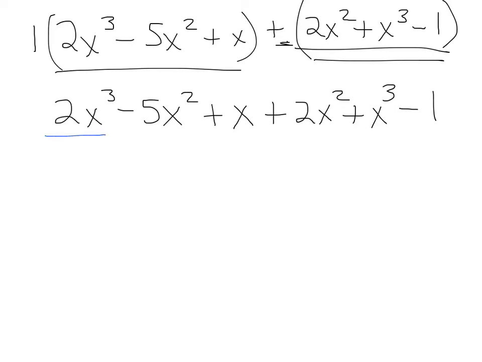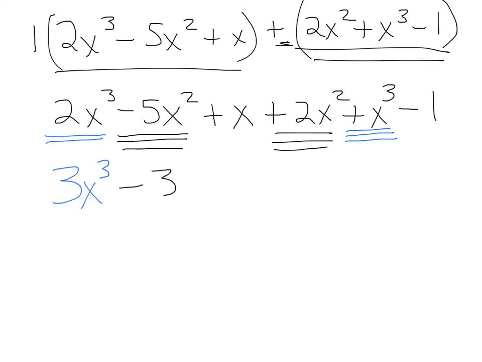Now I'm on the hunt for like terms. Here's 2x to the third, seems to be the highest degree. And here's another x to the third. 2x's to the third and 1x to the third, 3 x's that are to the third power. Okay, let's go for our next term, negative 5x squared. Here's 2x squareds. Together, we have negative 3x squared. And lastly, you have an x. Oh, there's no other x's. So it's just an x. And then really lastly, you've got this negative 1 here, and so you've got negative 1.